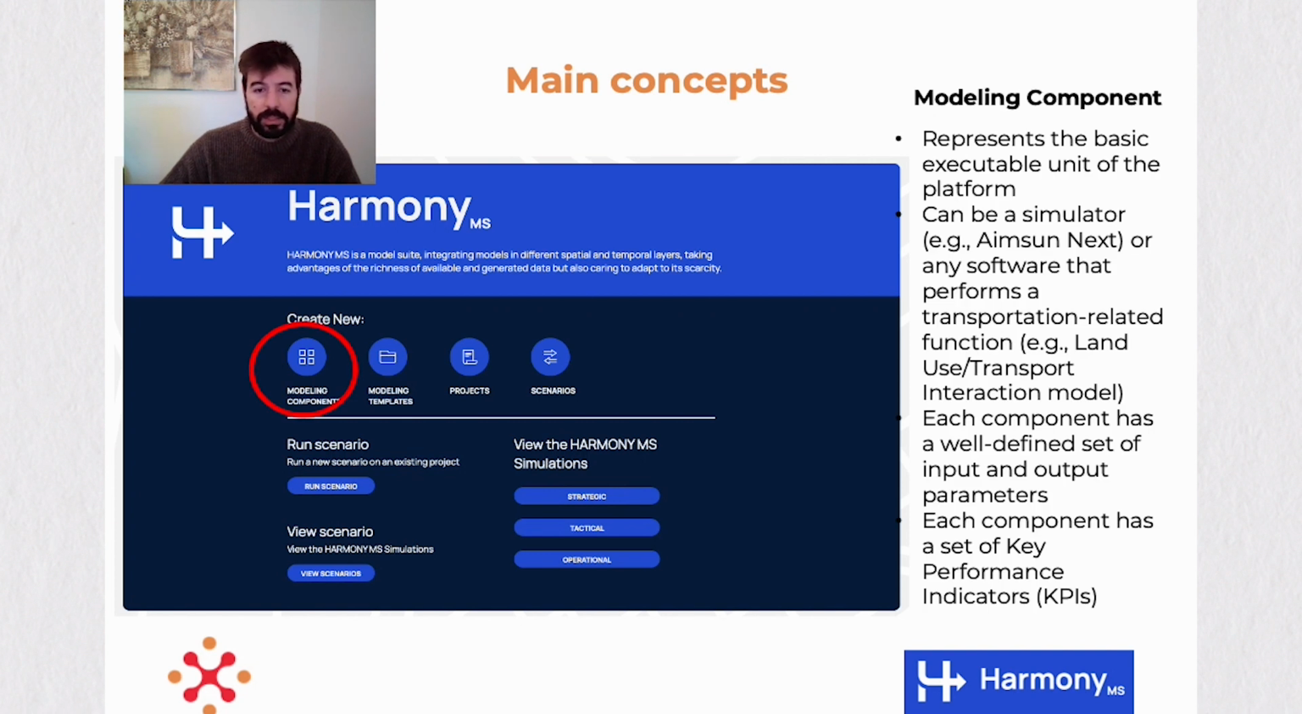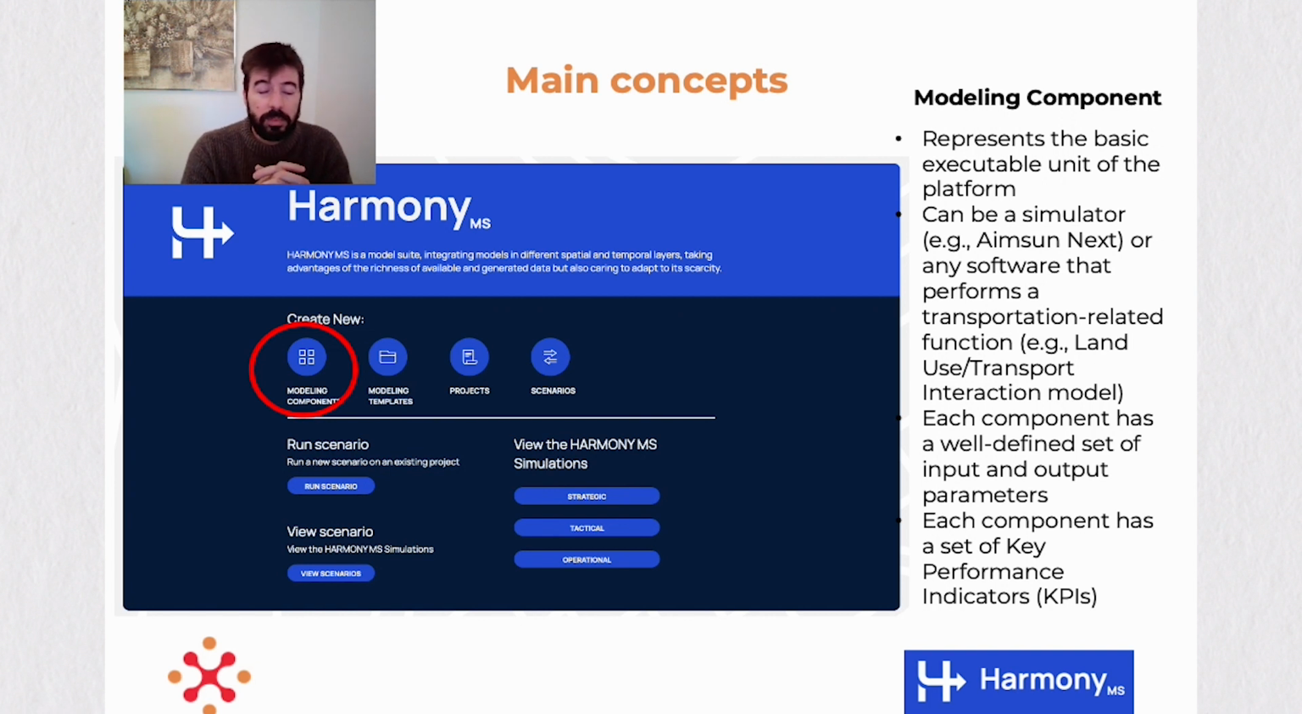Modeling components. Essentially, a modeling component represents the basic executable unit of the model suite of our platform. And it corresponds to either a simulator, for example, AIMSA Next, or an open source simulator such as Sumo, or another piece of software that in transportation is typically called a model that we can execute via the platform. For example, we will see several examples. One of them is the land use transport interaction model.